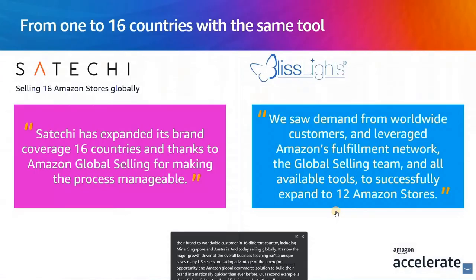This seller saw a demand from customers worldwide, and understanding the convenience of Amazon's fulfillment network, they leveraged Amazon's global selling team to help them expand into 12 worldwide stores. They found this process to be rather easy and leveraged all available tools for brand building, traffic, and conversion. And with that, they ramped up quicker than expected, and in stores like Australia, became the number one bestseller in the lighting category with just one product and within just a few months.